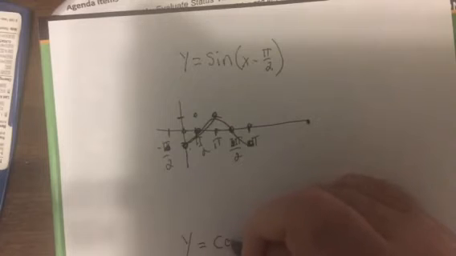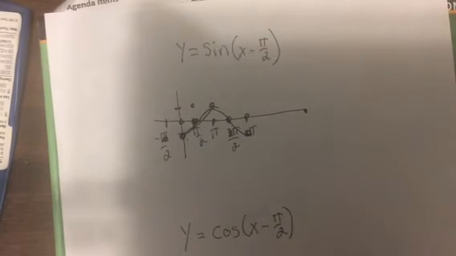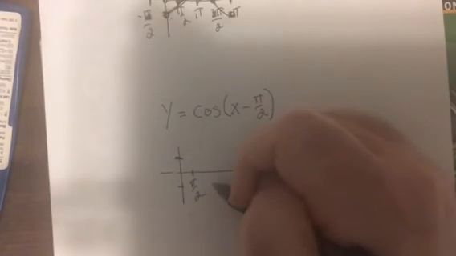Y equals cosine of x minus pi over 2. Figure it out. Freeze me and then figure it out.